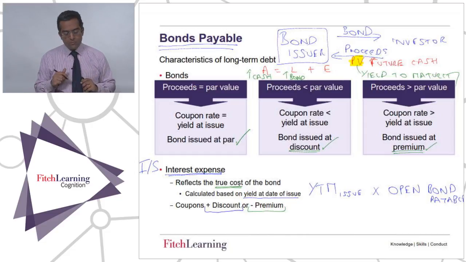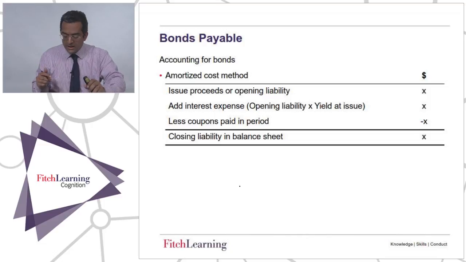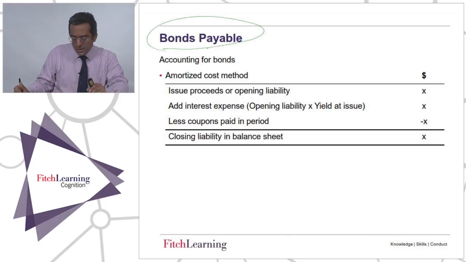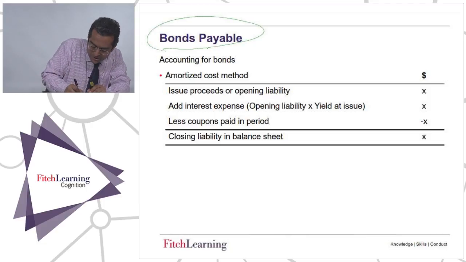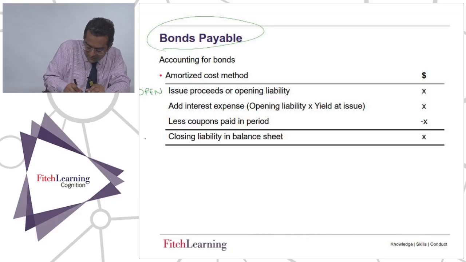Now, as we'll no doubt practice with a few questions coming up, I want to just show you a pro forma of what we need to look at. If you want to work out the bond payable amount at any given time, you want to know how to go from the opening position, so opening bond payable, to the closing or ending position. You want to know how to do it.